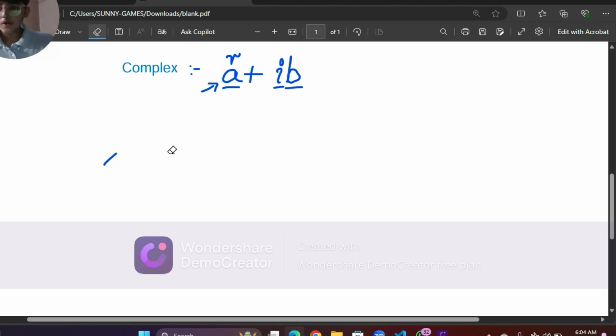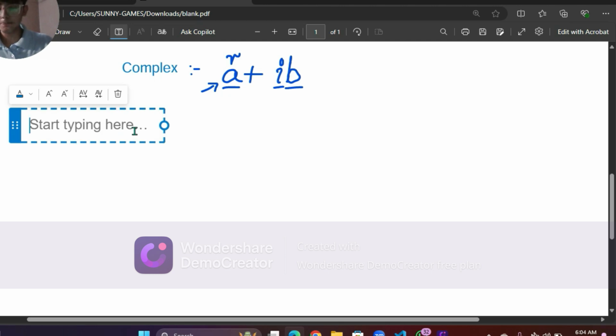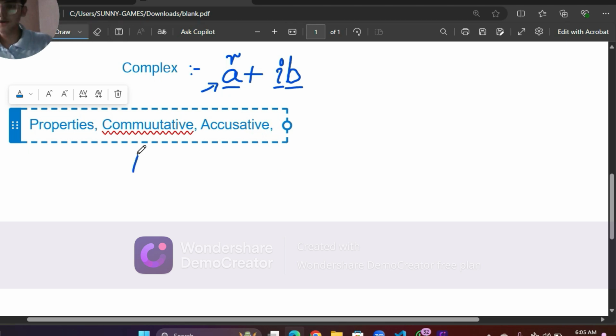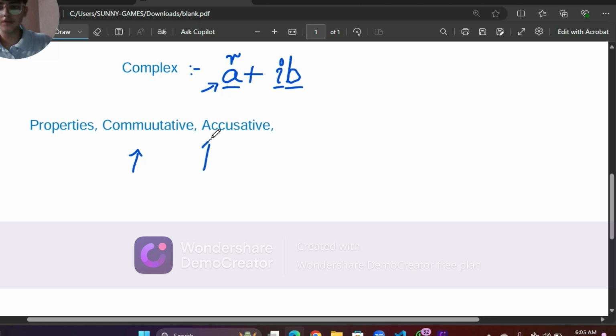Anyway, I just told you what a complex number is. Now, what are properties? In total, we will study a few properties, including the commutative property and the associative property. For now I have just typed these two properties and let me just tell you what these are.